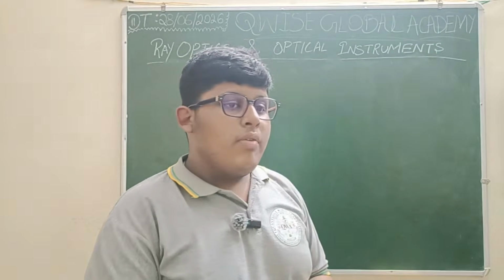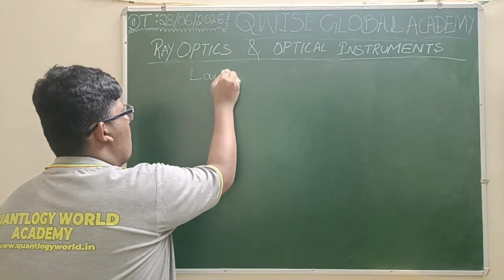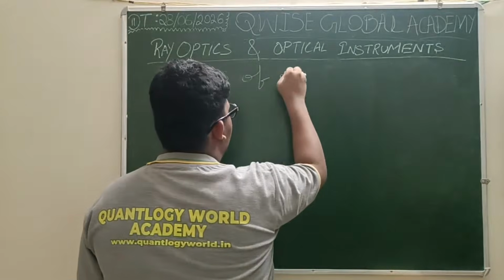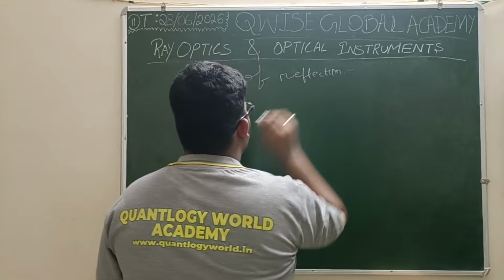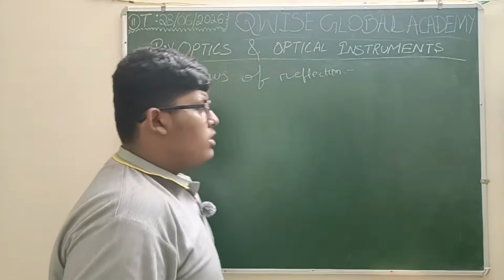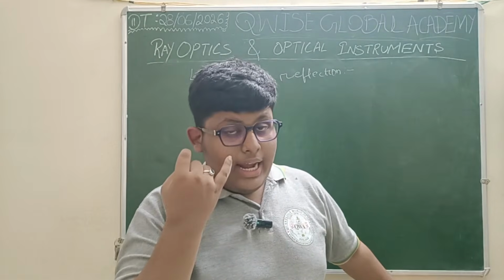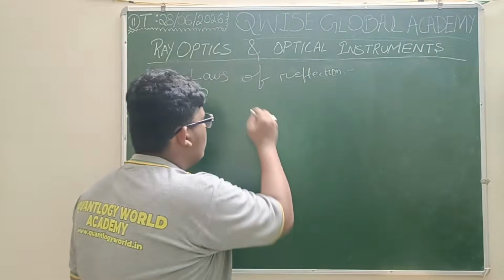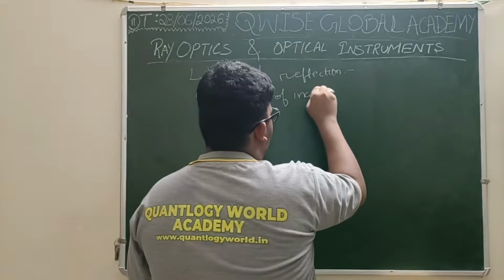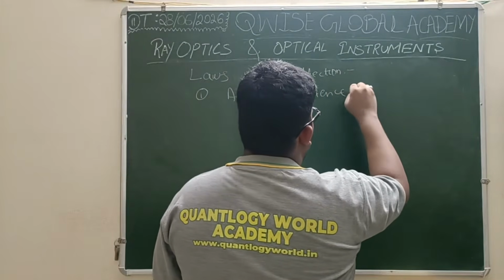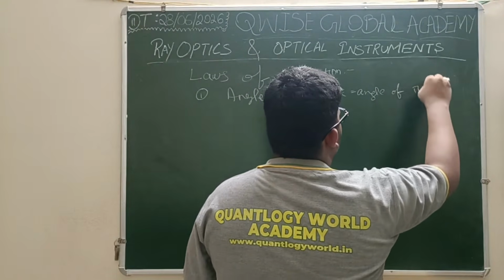The next is laws of reflection. There are two laws of reflection. First law is angle of incidence is equal to angle of reflection. Hence, that is angle I equal to angle R. Angle of incidence equal to angle of reflection.